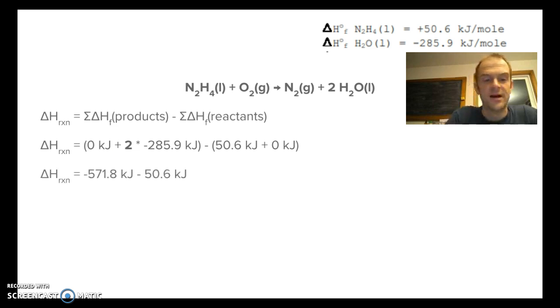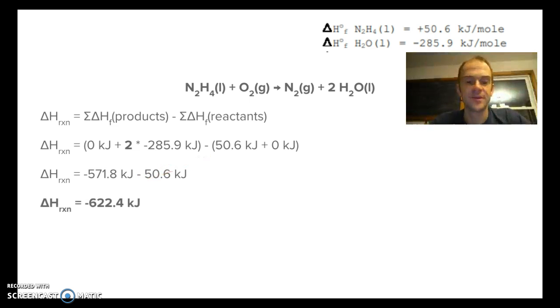And then I combine these, so this ends up being negative 571.8 when I multiply those, plus 0. And then I subtract 50.6. And I get the total change in enthalpy for that reaction is negative 622.4. So that is how we use, and why we use, standard enthalpy of formation to find the change in enthalpy for a reaction.